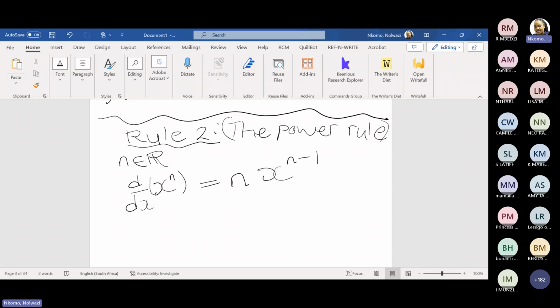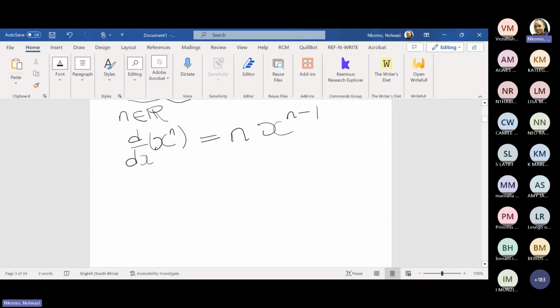So this simply means you take n, you multiply with everything, right? Then you subtract 1 from that power n, right? n is your power and x is your base. You take n, you multiply with your base, and then you subtract 1 from n. Okay, let's do an example.